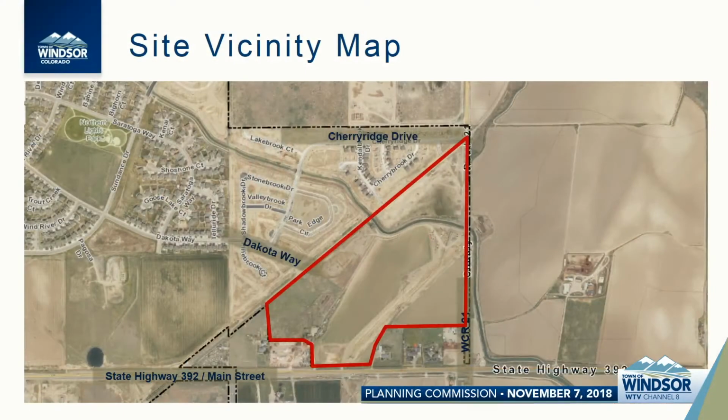We will now close our regular meeting and open up another public hearing for the next agenda item, which is a land use map amendment. Alyssa? So this is a land use map amendment, as you mentioned. It's for the same property that we just went over the rezone for, located northwest of Weld County Road 21 and State Highway 392.